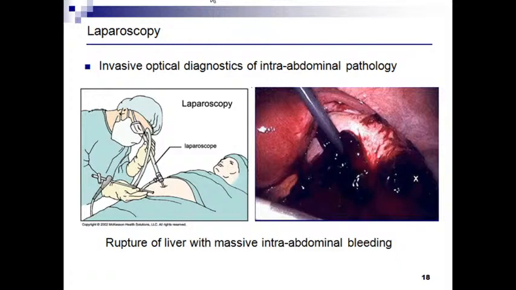Laparoscopy, invasive surgical optical examination. This is invasive diagnostics of intra-abdominal pathology. Universal methods of diagnostics. We can diagnose bleeding, perforative states, peritonitis, tumors, state of the liver in cirrhosis, degree of cirrhosis.